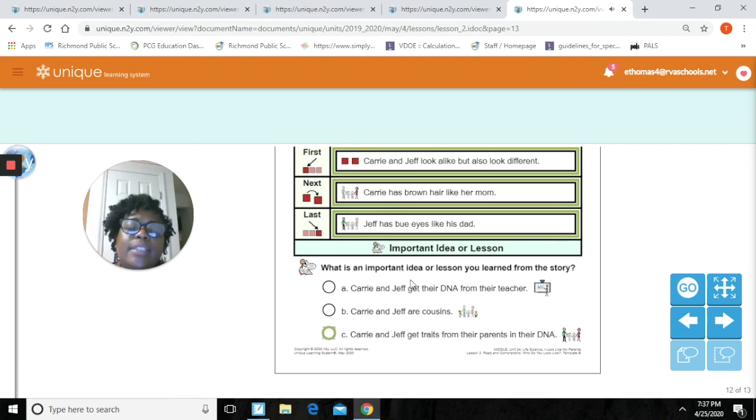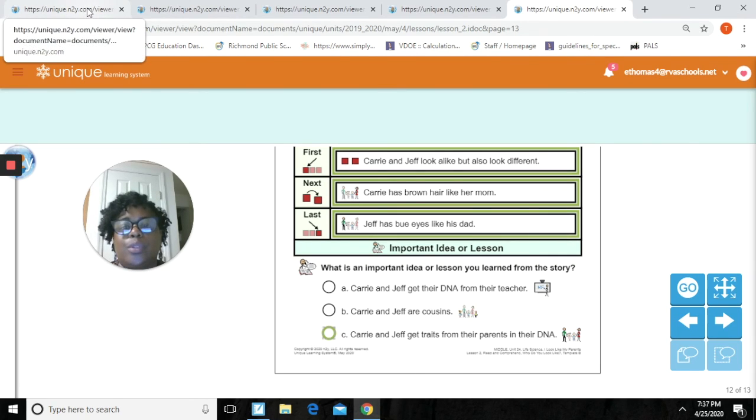So now if we look at these two answers, the story does not mention Carrie and Jeff getting DNA from their teacher, right? So we could have definitely crossed that out. And the story said Carrie and Jeff were what? You said it correct, brother and sister. They were not cousins. So we could have used the process of elimination technique here, as well as checking it with your story, okay? All right, very good. So now we're going to go back to our story, and we're going to look for some vocabulary words.